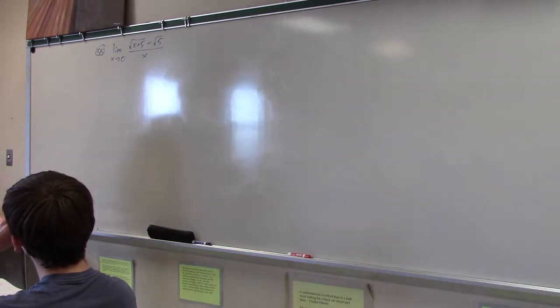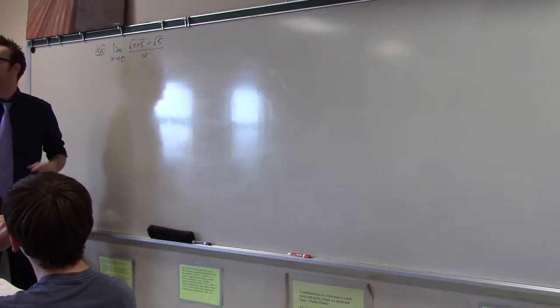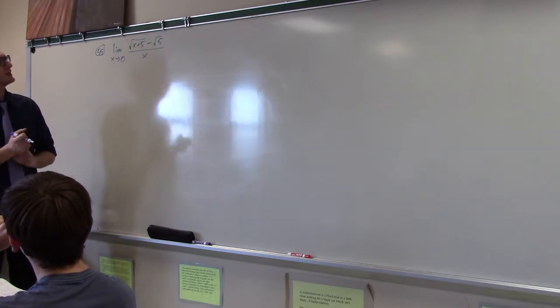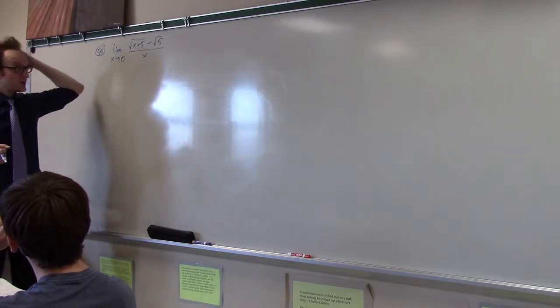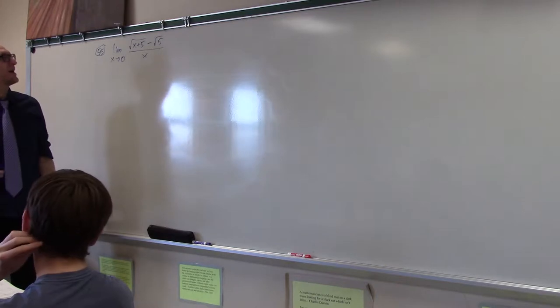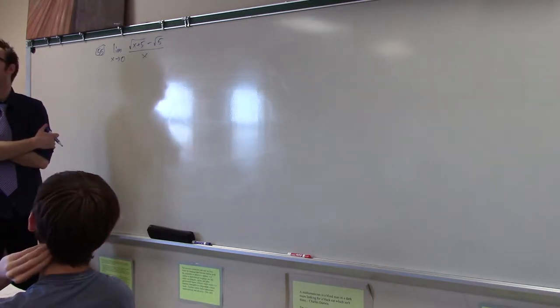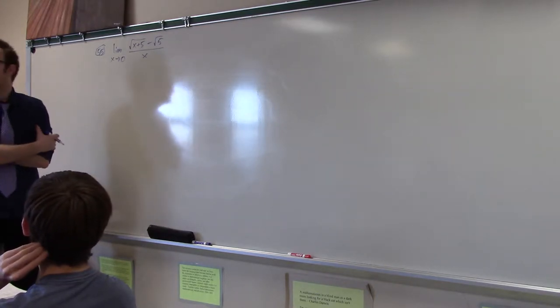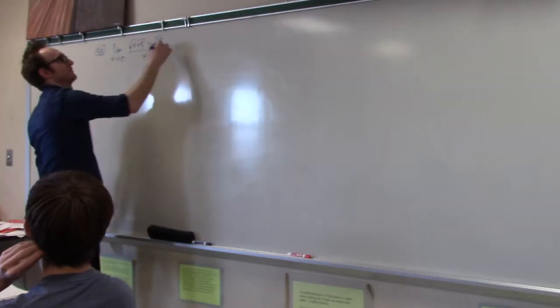Okay, what should we do? What's the first thing we should try to do always? Plug in 0. If we plug in 0, what happens? 0/0 case, so that means you need to go back and try something else. What should we try? I feel like this is not that hard. Don't we just multiply by the conjugate? Yeah. It just works out, right?